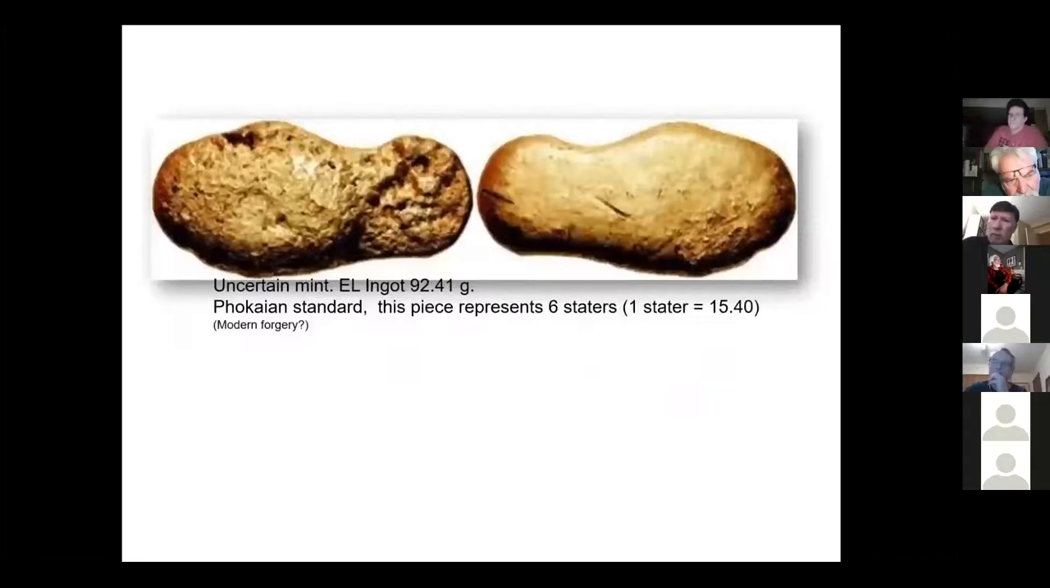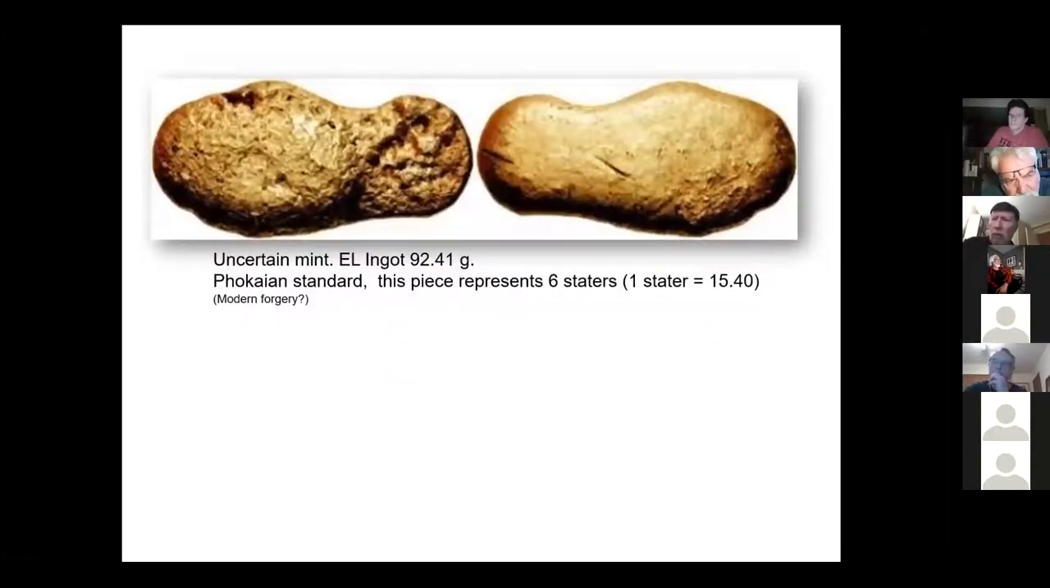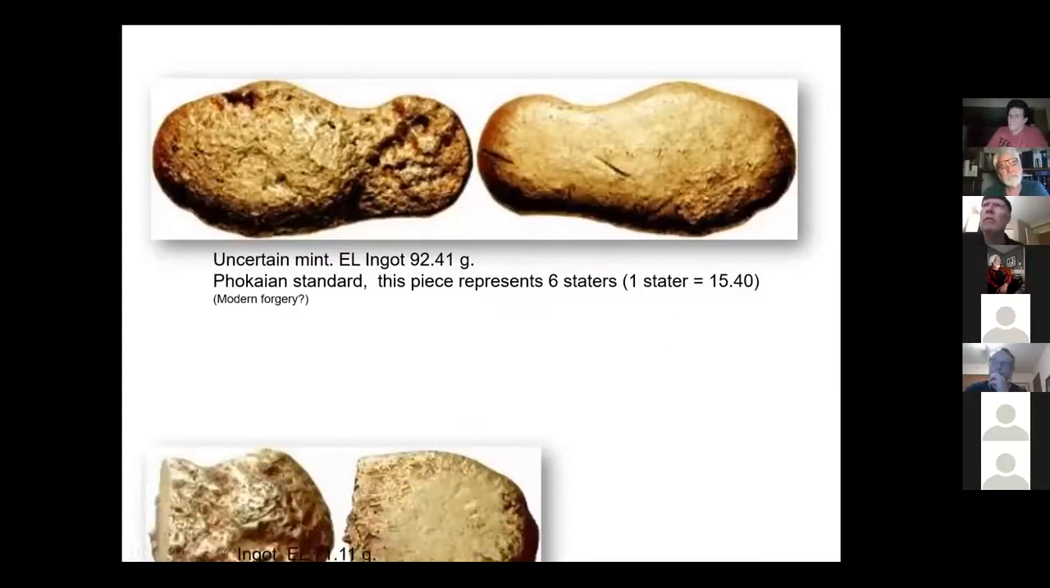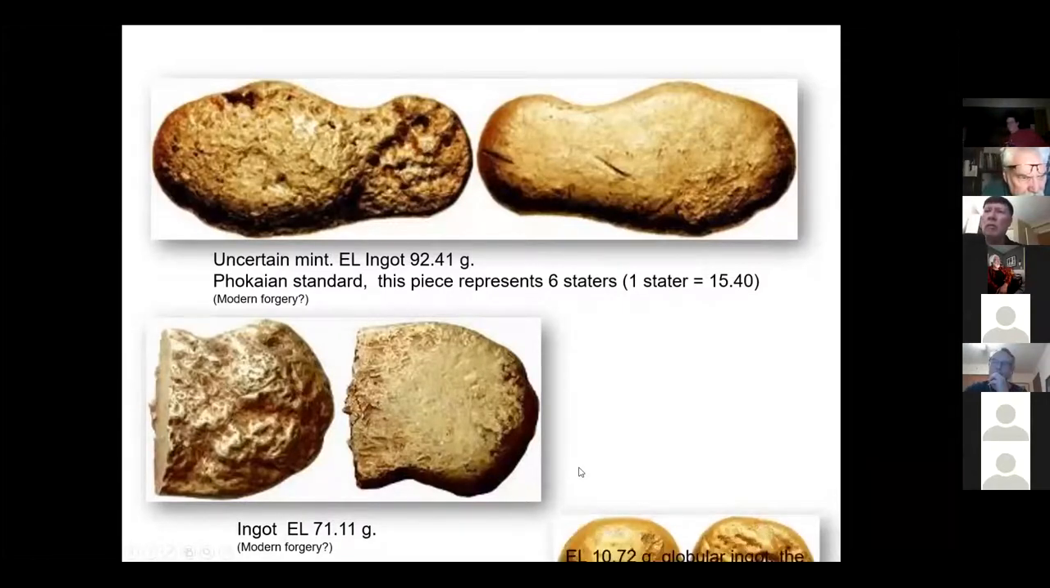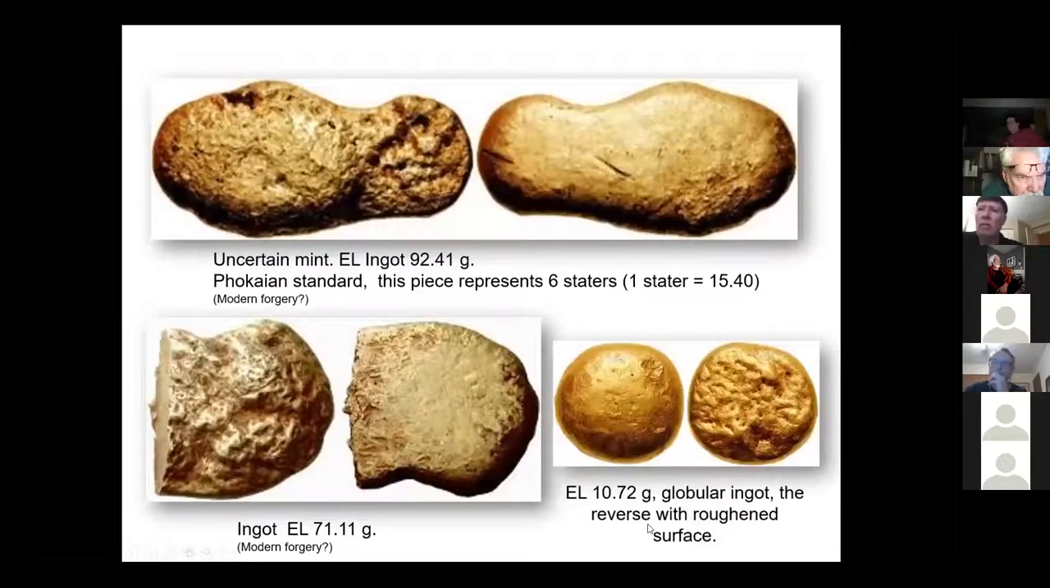Before we see the coins of the Lydians, again, in the market, we come across a lot of ingots in certain weight standards. This one is worth 6 staters, so it's 92.41 grams. So based on the weight of this lump, we consider that 1 stater for the person who cast this was 14.5 grams. And then here is another piece that was chopped into two, most likely, if not more. This is 71.11 grams. And finally, here is one, 10.72 grams.